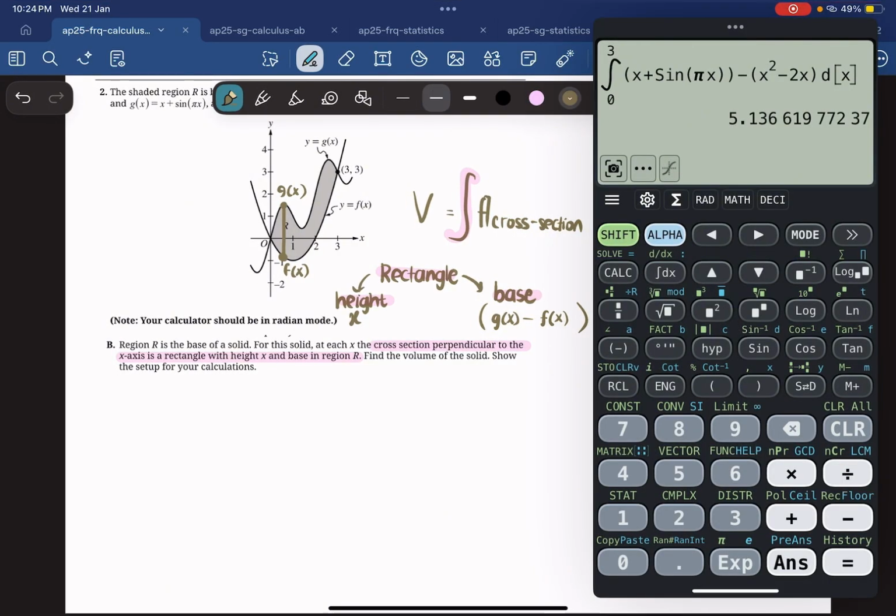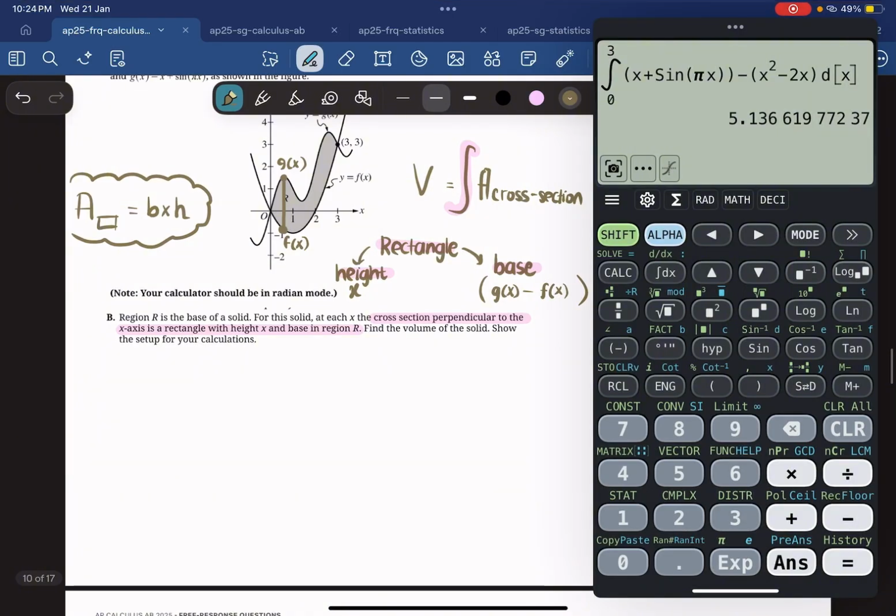What is the area of a rectangle? We all know what the area of a rectangle is. It's just base times height. Okay, find the volume of the solid. How do I find the volume? They said it is perpendicular to the x-axis. So perpendicular to the x-axis means dx.